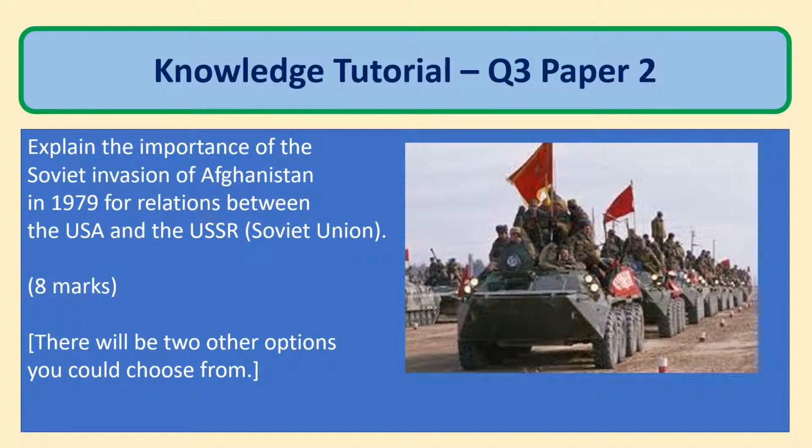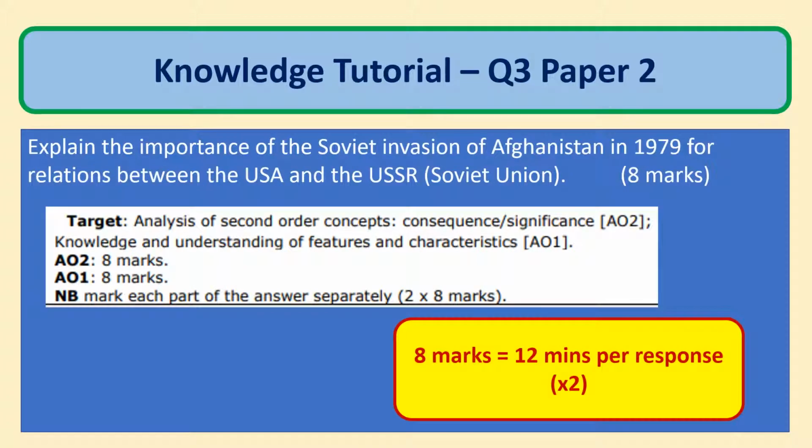between the USA and the USSR, or it could be regarding an impact on something, but keep the focus on explaining the importance. So for this one, we're going to focus on the Soviet invasion of Afghanistan in 1979. And here we've got the question, and I've taken this from the exam board, and they said the target is to focus on consequence and significance. So as you can see there, consequence and significance is importance.